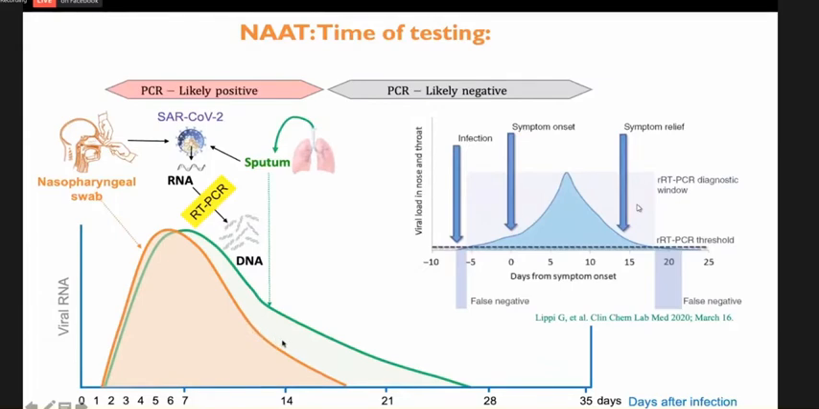And the median period between symptom onset and negative PCR results has been reported to be 20 days, while ranging from 7 to 14 days. Therefore, by the end of the third week, the viral shedding decreases drastically and may remain undetected afterward. Therefore, the timing of the testing is very, very important.